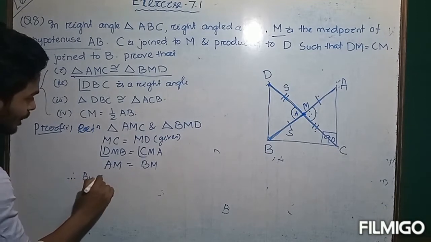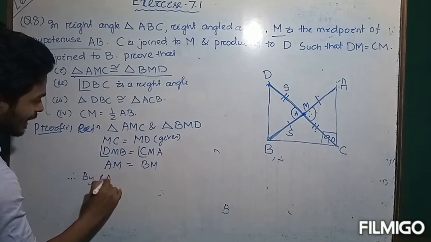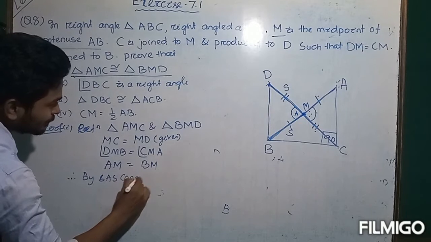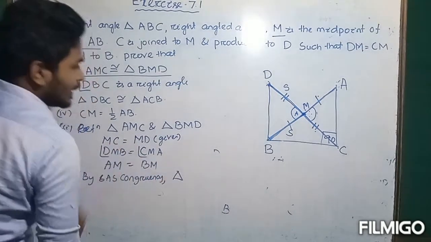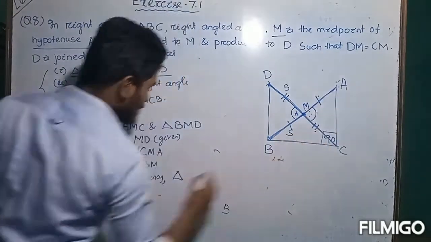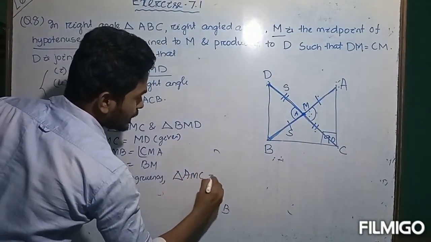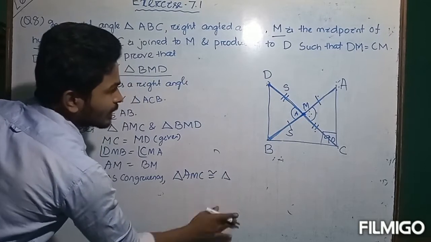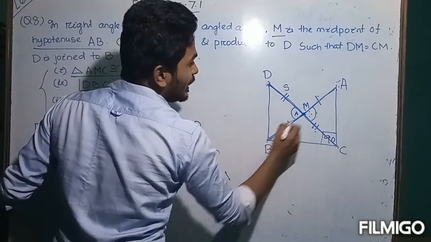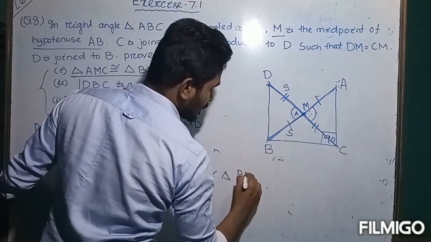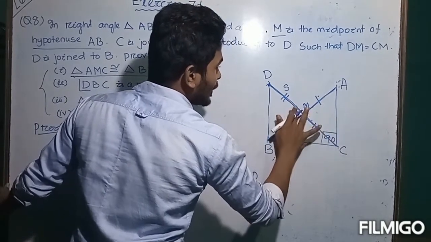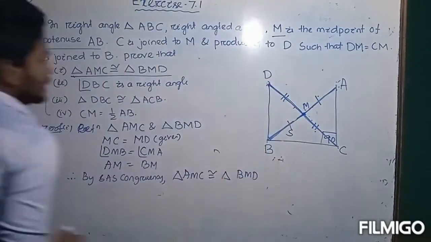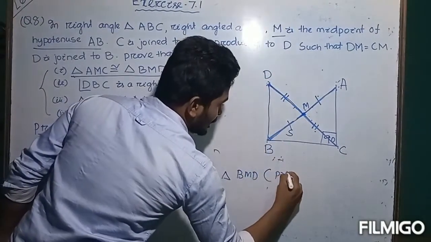Okay, by SAS congruency, triangle AMC is congruent to triangle BMD. Okay, it is proved. This is the first statement, right? Proved 1.